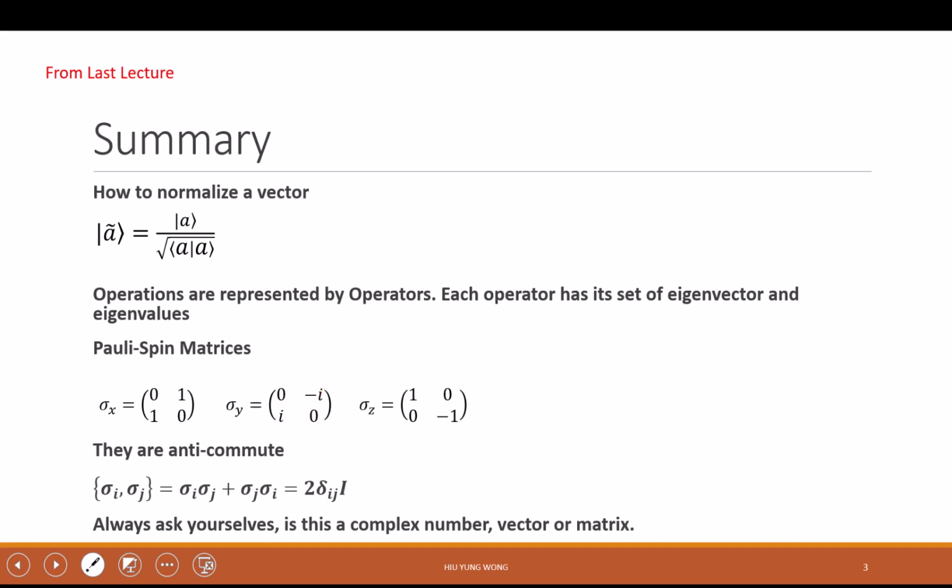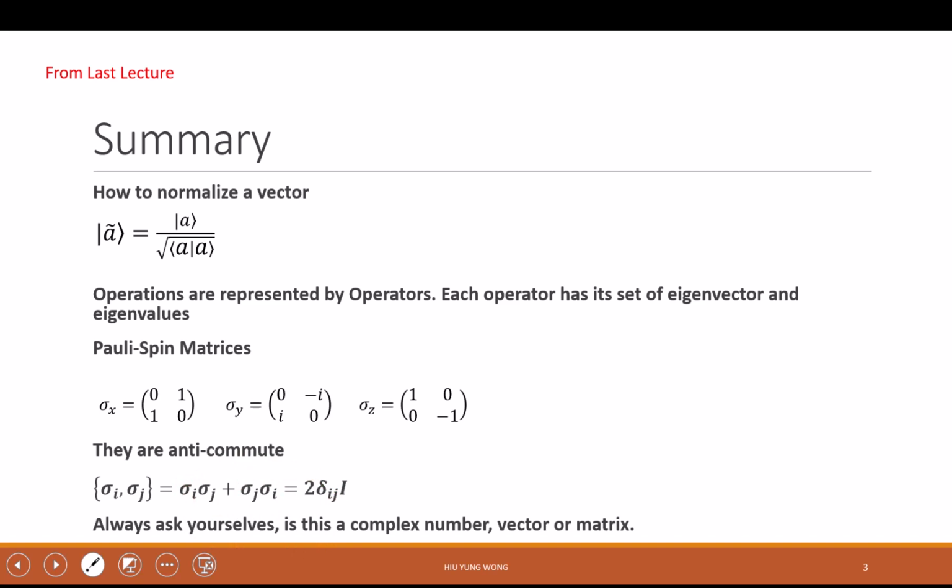Some people say negative is a small number, so it floats to the top, right? So you find a way to memorize it, okay? They anti-commute. They have this equation. Now, do you need to memorize this equation? You don't have to. Maybe you can put it in a cheat sheet.